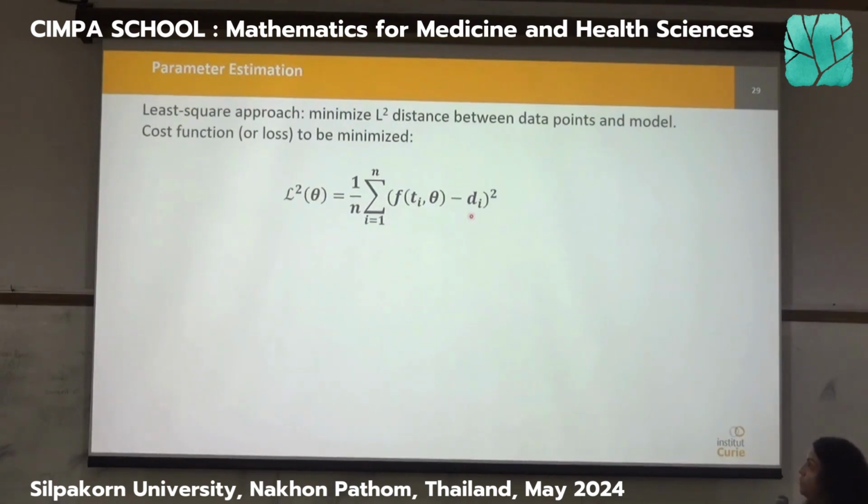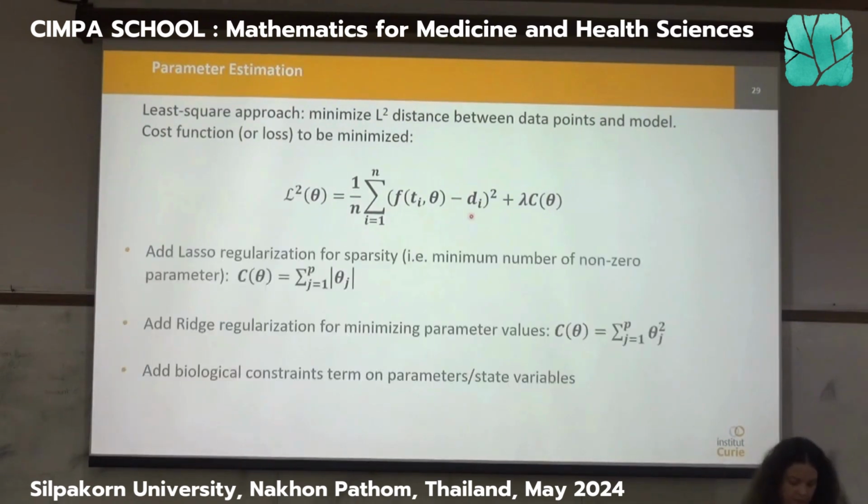So this is called a cost function or loss. And this is the typical least squares. And you can also upgrade this a bit if you have other things that you want to add. For instance, you can add a term here to the cost function to minimize.